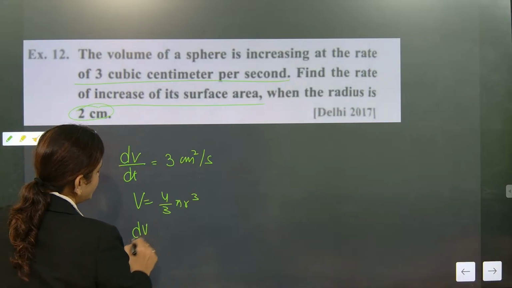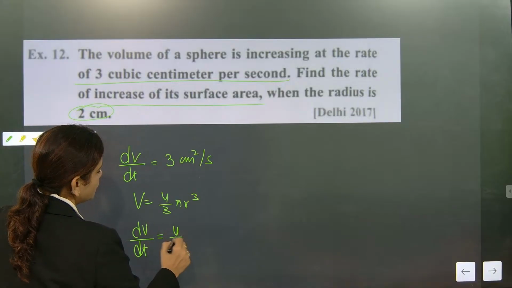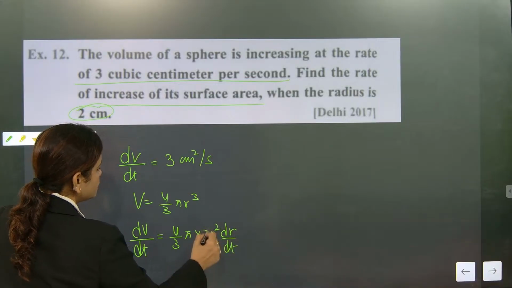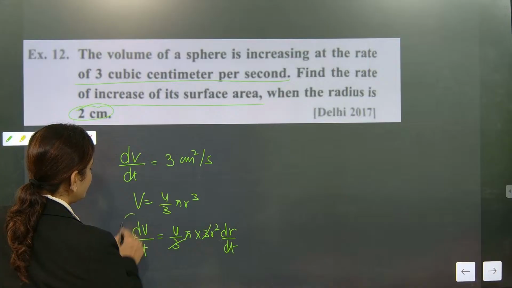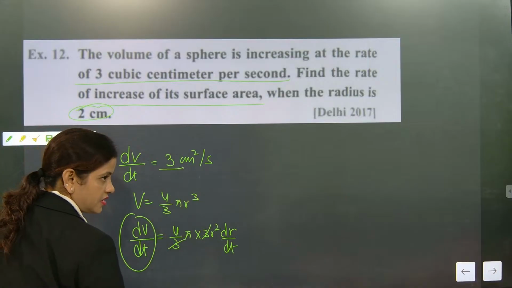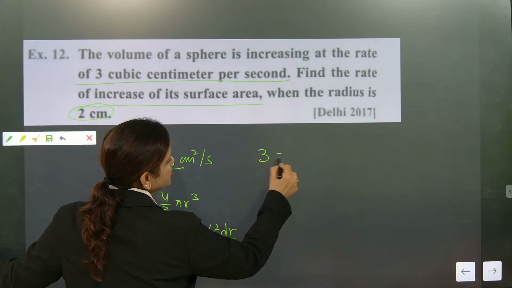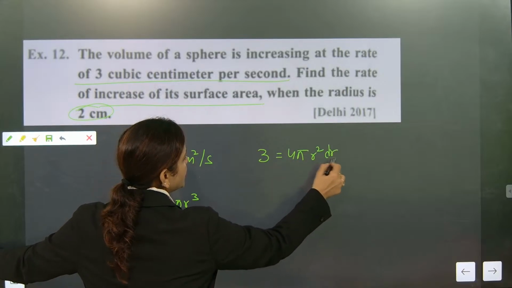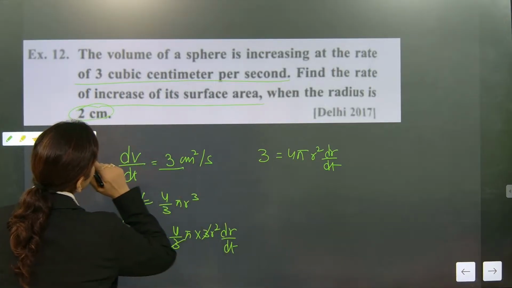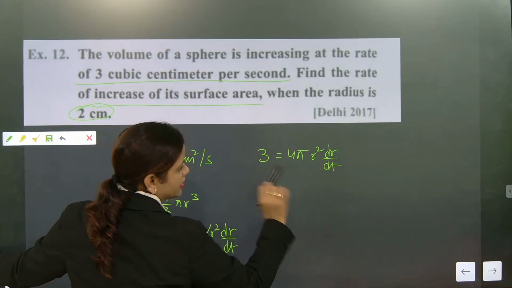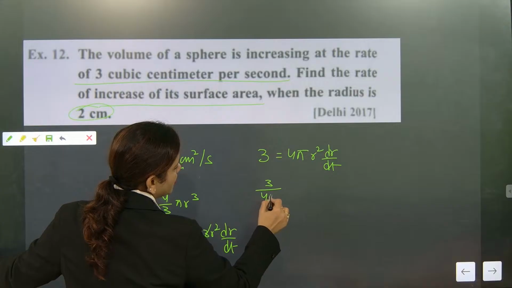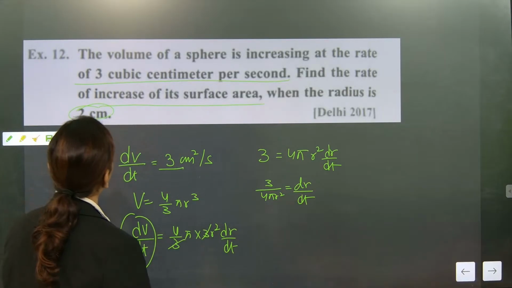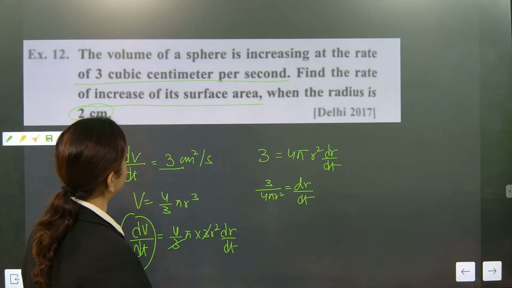So it is the same pattern of question. First we find dV by dt is equal to 4 by 3 pi into 3r square dr by dt. So the 3 and 3 will get cancelled. Now dV by dt they have already given, what have they given? 3. So 3 is equal to 4 pi r square dr by dt. So first we write 3 by 4 pi r square is equal to dr by dt. This is the dr by dt value, because they did not give the rate of change of radius.